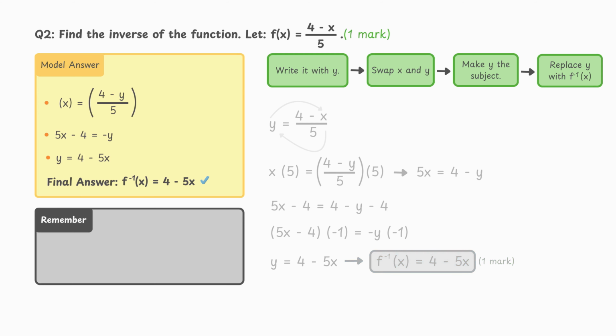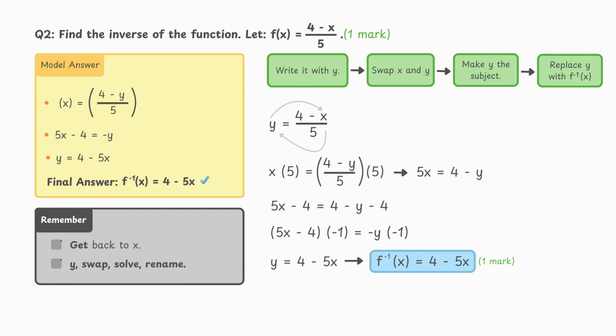Last thing, a fast sanity check. If you do the function and then the inverse, you should get back to x. That's why inverses are called the undo function. And remember, the method never changes. Y, swap, solve, rename.